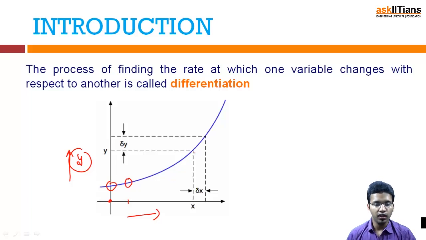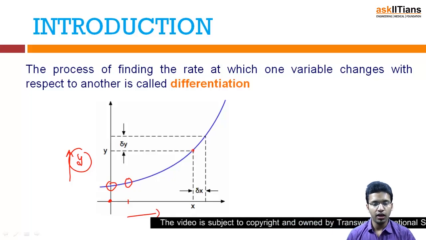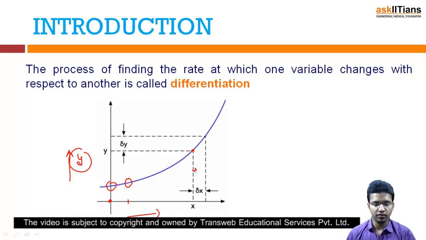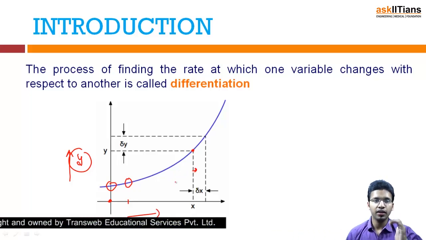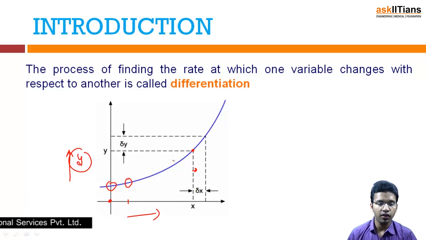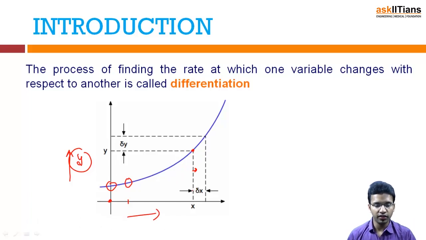Rate of change means that at this point, if I change x, what will be the change in my y? So broadly looking at this, if you're changing x from this value to this value, then your y goes from this value to this value. So this is the change in y and this is the change in x.